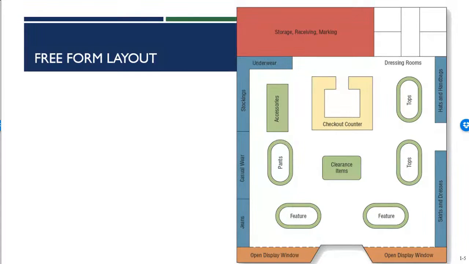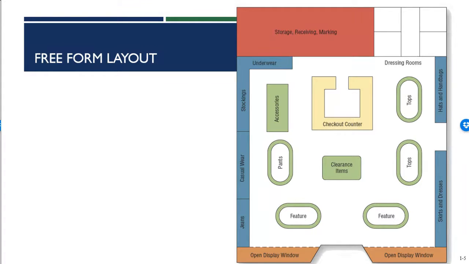Because of this, in a freeform layout, personal selling becomes much more important in an effort to encourage the customers to explore merchandise. Because merchandise is set up in an asymmetrical pattern and there's no general direction or traffic pattern for the customers, it is up to the sales associate in the store to guide the customers to the merchandise to look at it.